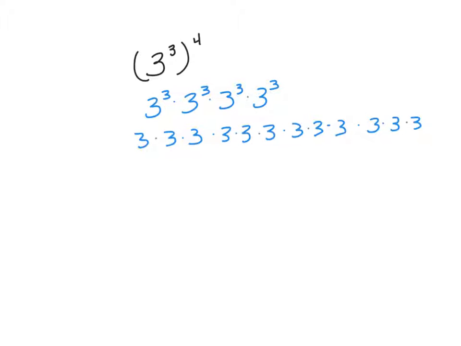Altogether, if I count them, 1, 2, 3, 4, 5, 6, 7, 8, 9, 10, 11, 12, my answer is 3 to the 12th. But we can also see that I basically have 4 groups. Each group has 3 3s in it, and 4 groups of 3 implies 4 times 3. So what we could have just done is said this is going to be equivalent to 3 to the 3 times 4 power, which is 3 to the 12th.